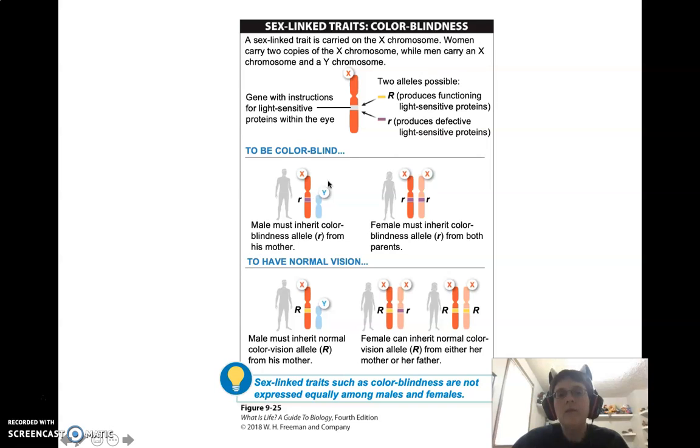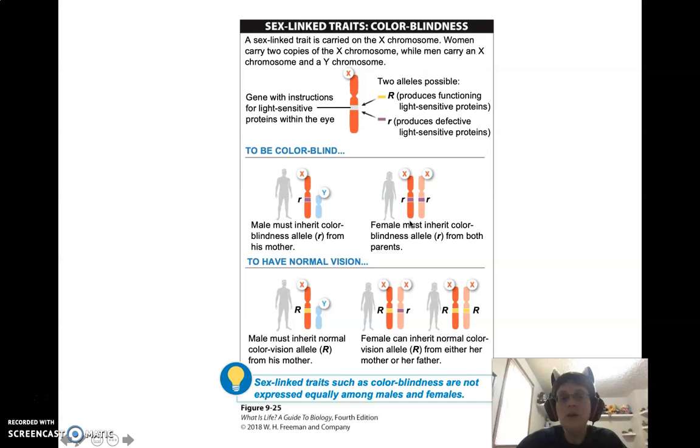So think about that. Where did he get the X chromosome? He had to get it from his mom because where do Y chromosomes come from? Y chromosomes come from dad because they're the only ones that have it. So in order for a male to be colorblind, he has to inherit that defective gene from his mother. In order for a female to be colorblind, she has to inherit defective genes from both her parents. She has to get those little r's from mom and dad because they're on the X.